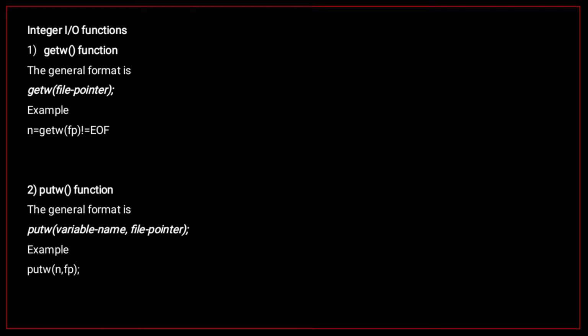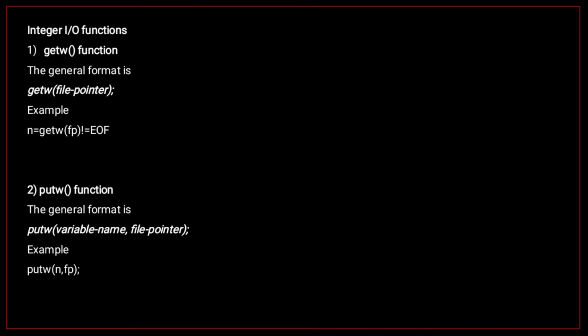Next is putw function. This function writes an integer value to the file pointed to by file pointer. It returns the integer written to the file on success, and this is the general format of putw: putw(variable name, file pointer). Now see the example use of putw function.